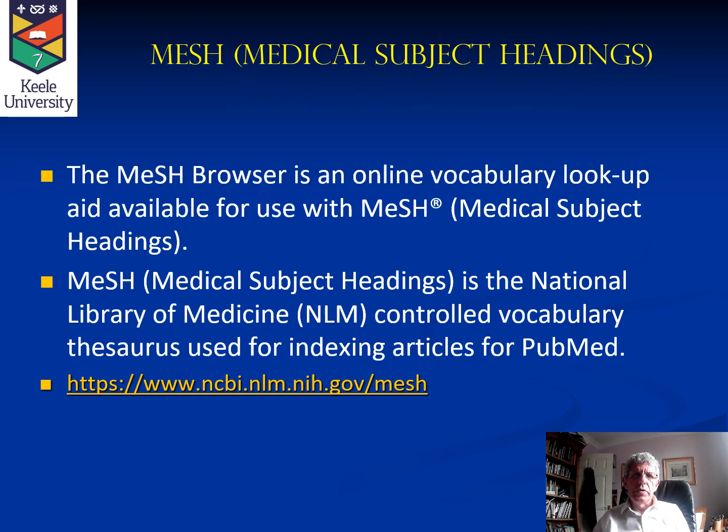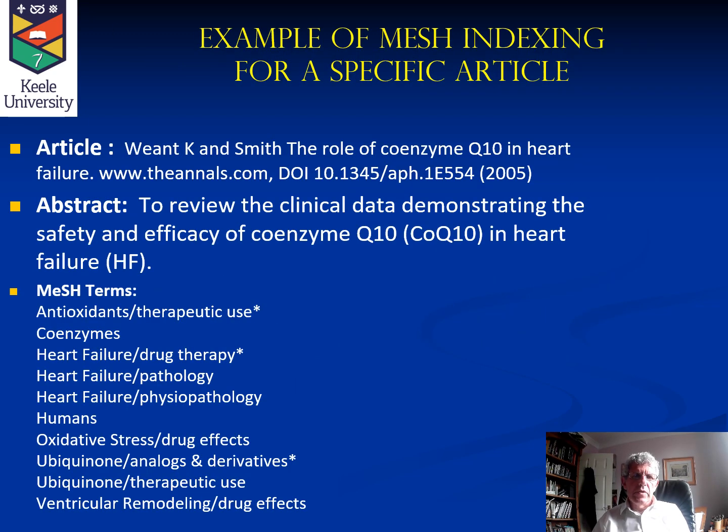Whatever type of review you do, a useful tool for systematic searching is MeSH, which stands for the Medical Subject Headings. The MeSH browser is an online vocabulary lookup aid available for use with MeSH. MeSH Subject Headings is a National Library of Medicine controlled vocabulary thesaurus used for indexing articles for PubMed. This slide shows an example of MeSH indexing for a specific article. Here we can see the title of the article and the abstract of the article. And here we can see the MeSH terms that are used to index the article.